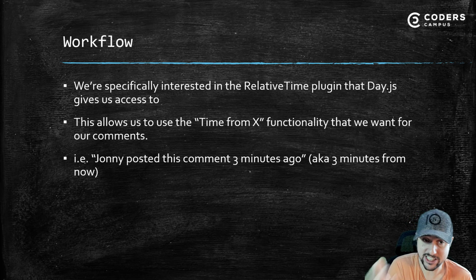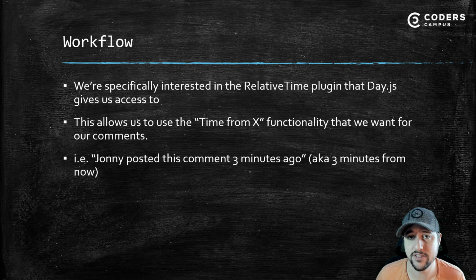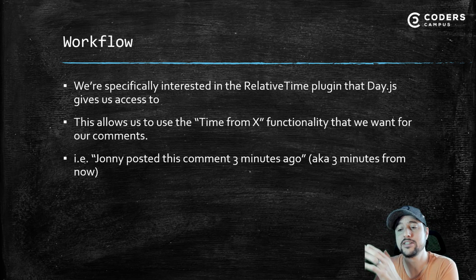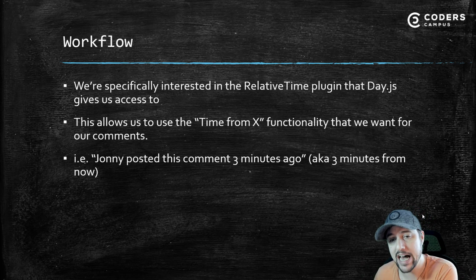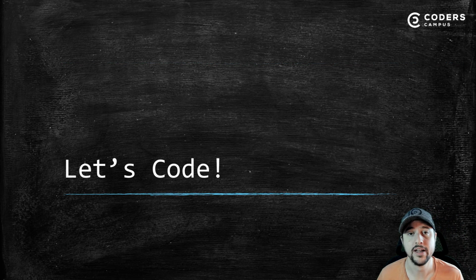So what I want to get access to is something called relative time inside of the Day.js library. Specifically, we want to get access to the time from X functionality. In other words, like, hey, Johnny posted this comment 3 minutes ago, 3 minutes from now, time from X. That's the sort of situation that we are working with. So I haven't tried this yet. I haven't installed it. I haven't done anything.